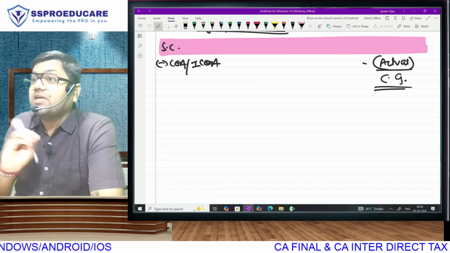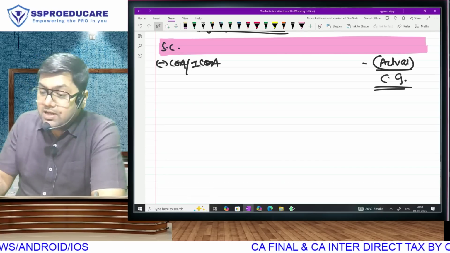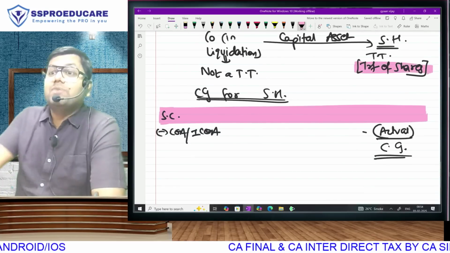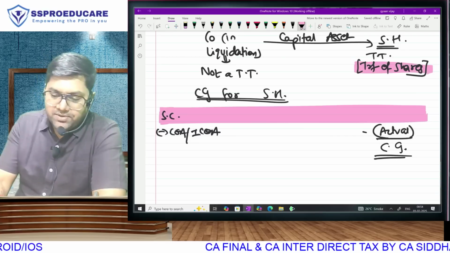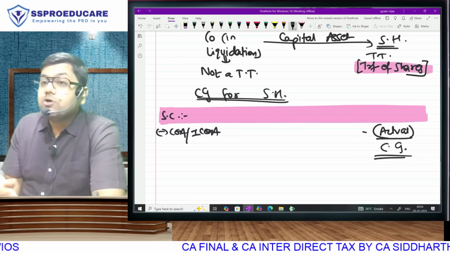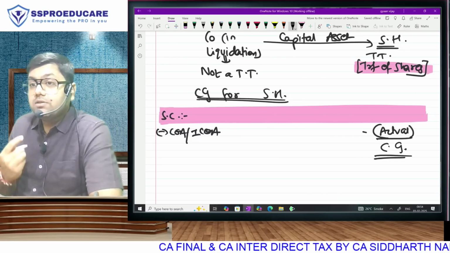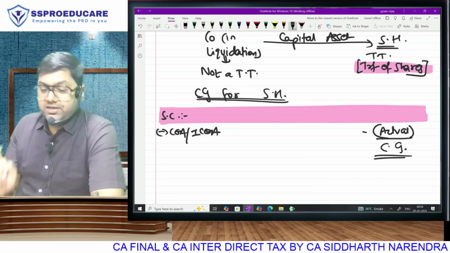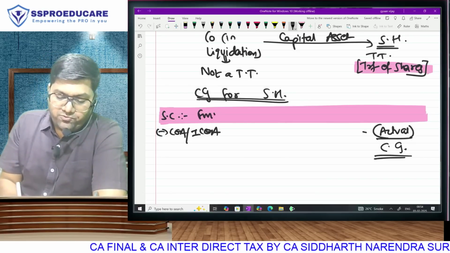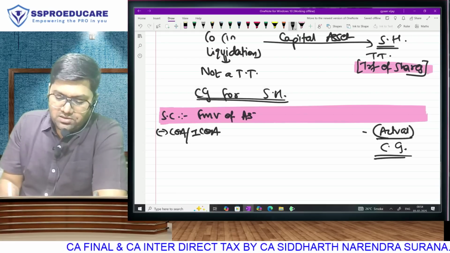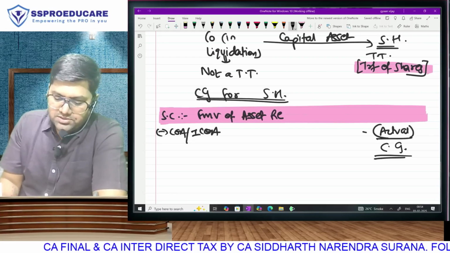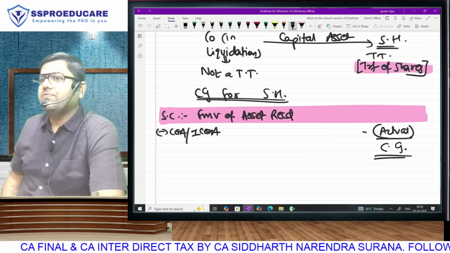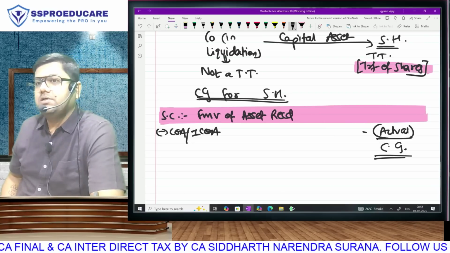Fair market value of shares can't be the answer, because shares are going. Capital gain is on shares, but selling price cannot be shares. Selling price will be what you receive. Selling price is never what you give. Selling price is always what you receive: fair market value of the asset received.